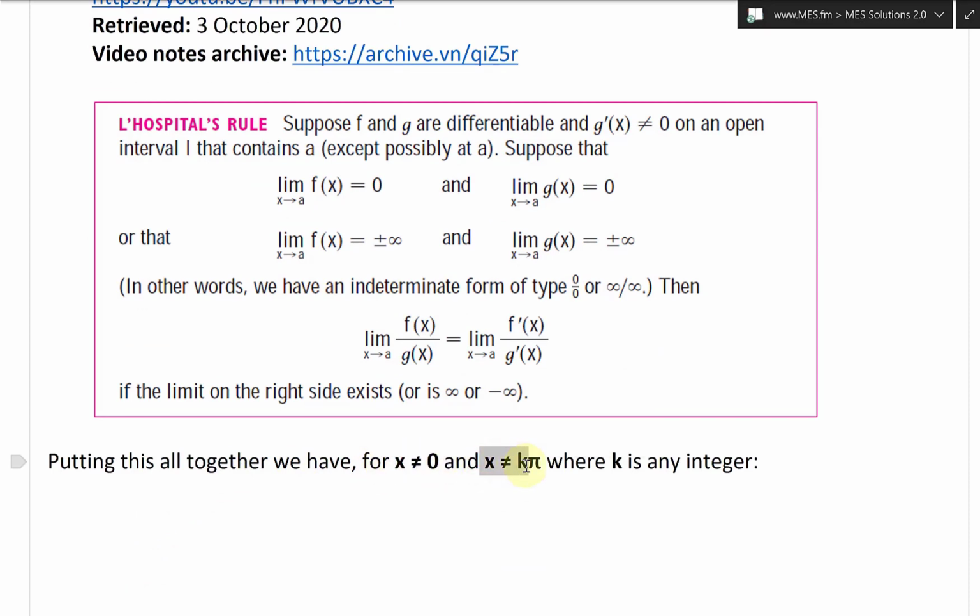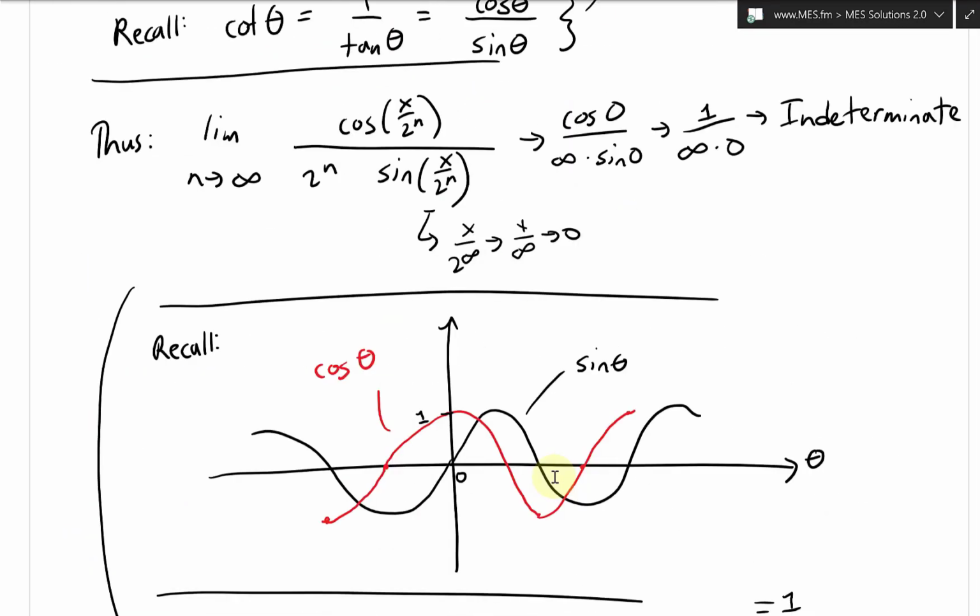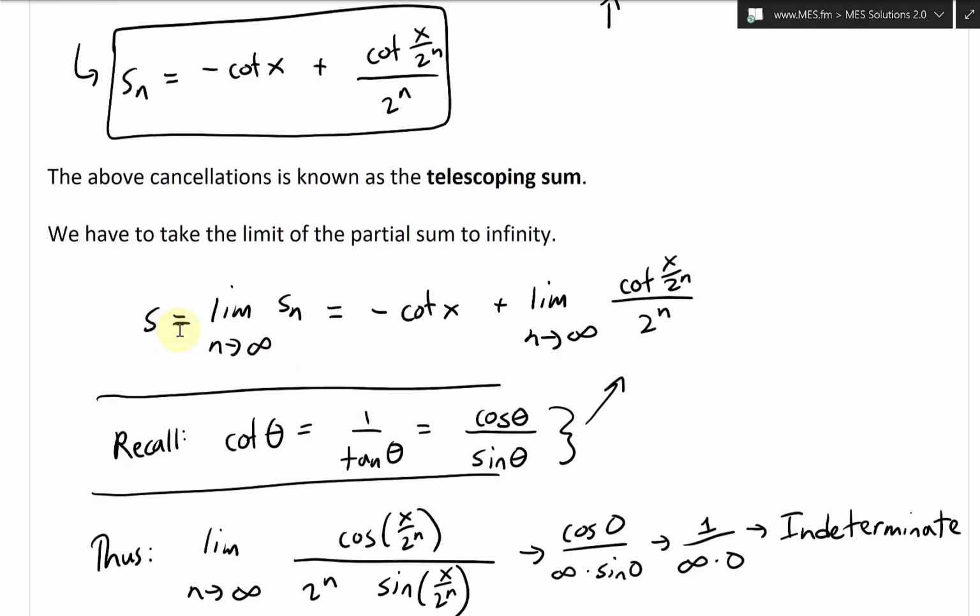Thus putting this all together, we have for x not equal to 0, or x not equal to k times pi, and I'll get to that in a bit, where k is any integer, and then combine this together. So our s here is equal to the limit as n approaches infinity of Sn. And before we even get to that, this equals negative cotangent x plus, and then this whole thing becomes 1 over x.